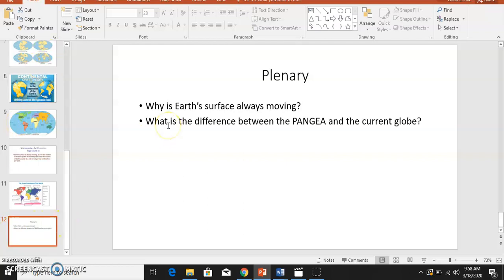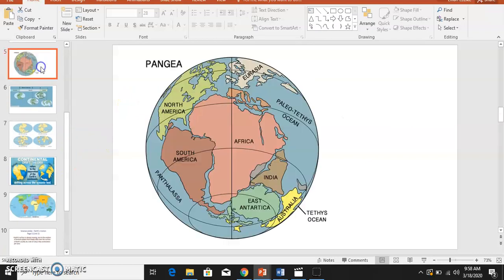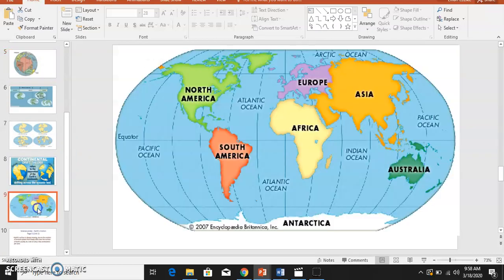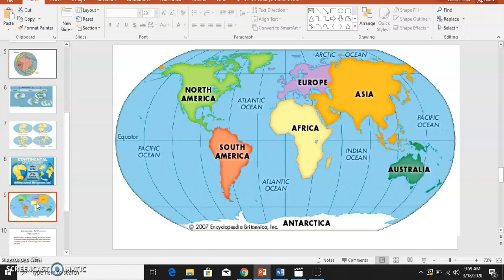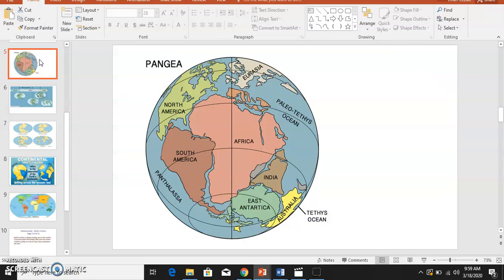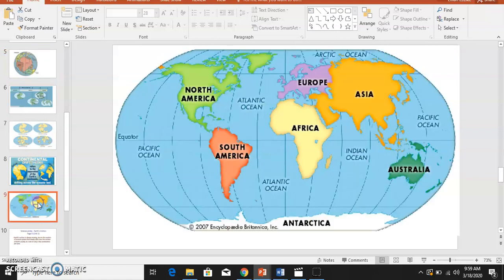Now the second plenary is asking you, what is the difference between the Pangaea and the current globe? We have it here. You can take a look at them. This is the Pangaea and this is the current globe. Now try to find out by yourself the difference in shape, in size, or whatever between the Pangaea and the current globe. This is the Pangaea, or you call it the supercontinent, and this is the current globe, the current shape of the Earth today. So what is the difference between these two?